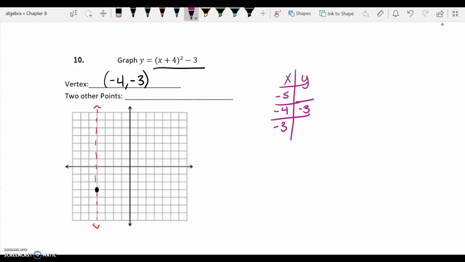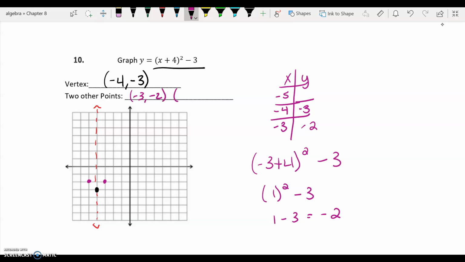That means it's the middle. So I can plug in -3. So I would do -3 plus 4, square it, and then subtract 3 from it. So it's going to be a +1, square it, subtract 3. 1 minus 3 would be a -2. So -3, -2. Plot that point. Nice thing is, if we have a parabola, we can plot it on the other side as well. So that's two other points. And you would make your parabola.